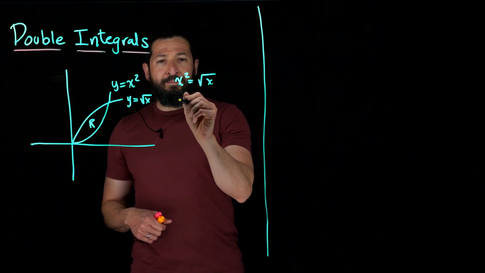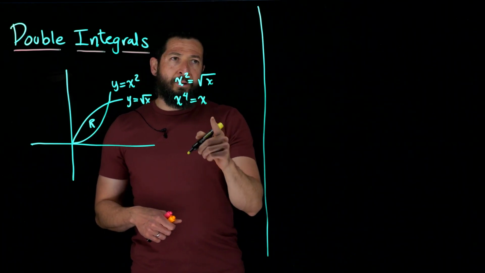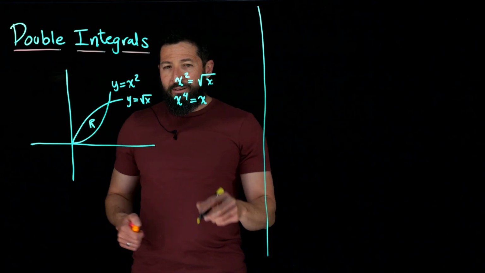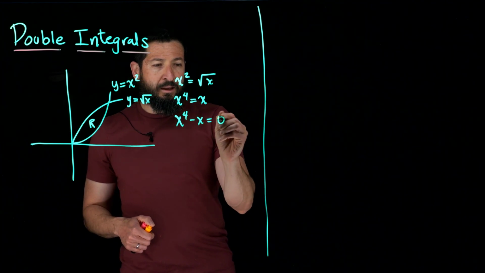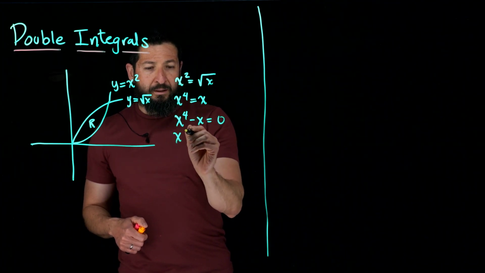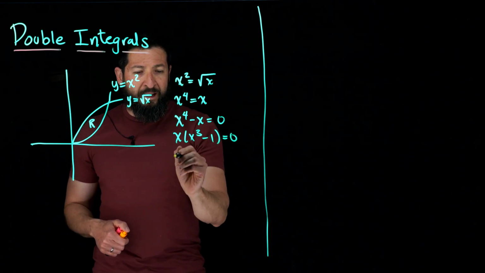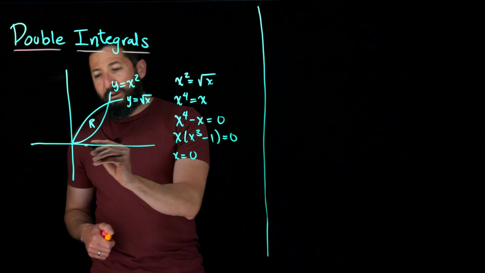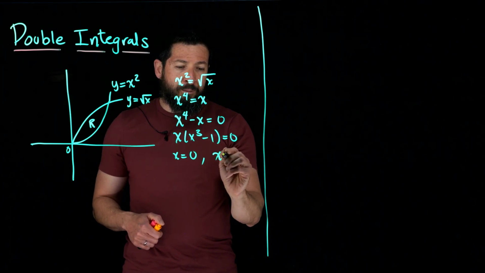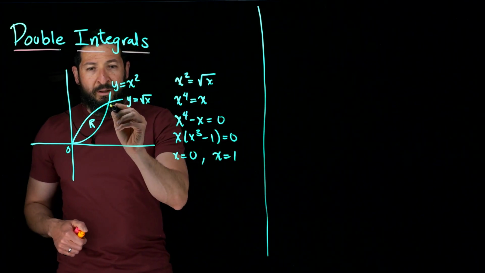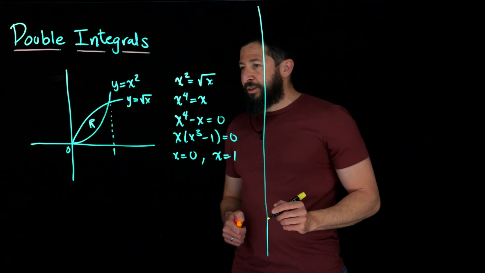You square both sides, and you get that. Now, don't divide by x because you would be eliminating the root x equals 0. Instead, you subtract the x on both sides and factor. This gives me x equals 0, which we could see from the graph, and another one that gives me x equals 1, and two complex roots, but we don't care about those. Those will be our intersection points.